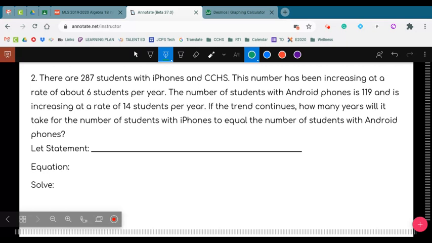Okay, let's read through it. It says there are 287 students with iPhones. That should be at CCHS.